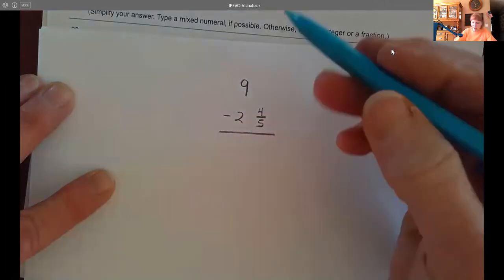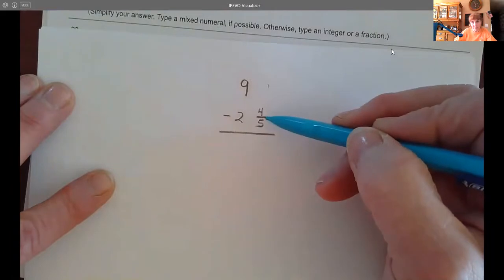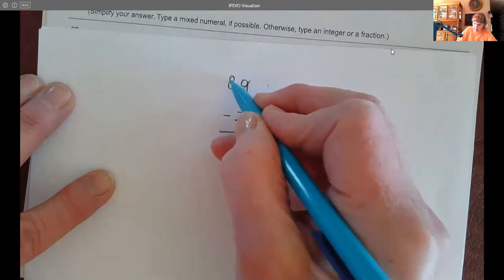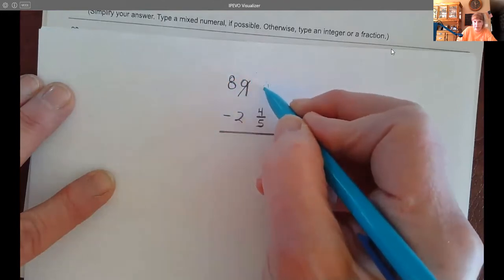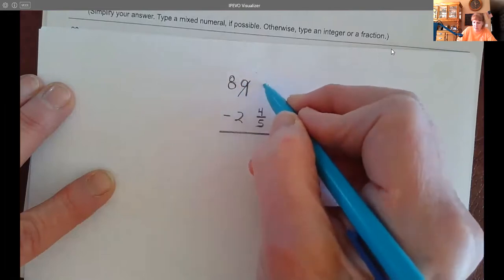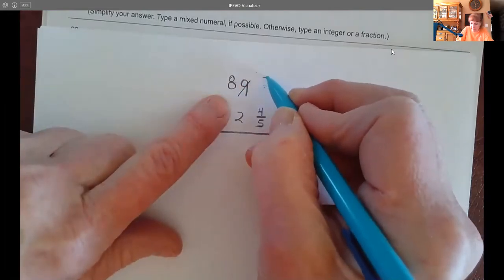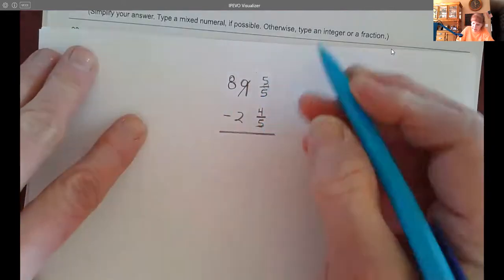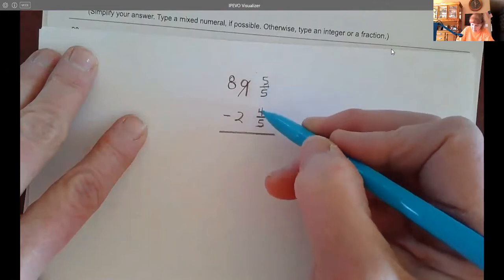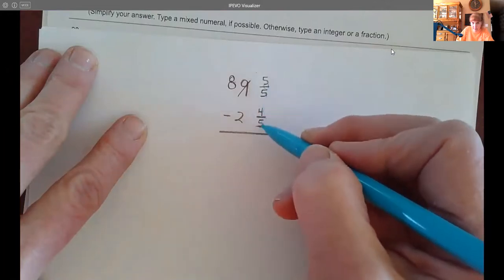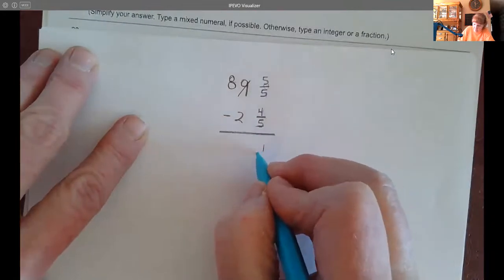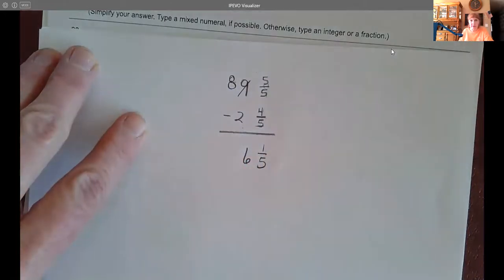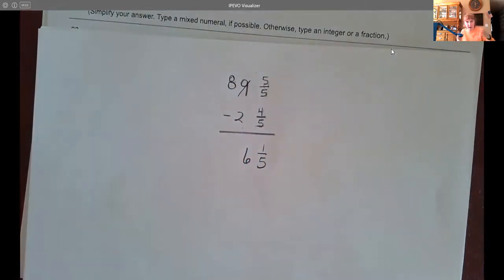Okay. I have nothing here to subtract from the 4/5. So I'm going to borrow here. And the 1 that I'm borrowing, I'm going to add it over here. I'm going to take the 1 that's being borrowed and put it over here. And I'm going to write it as 5/5. So it matches. So then I can take 5 minus 4. They have a common denominator. And you get 1/5. 8 minus 2 is 6. 6 1/5.